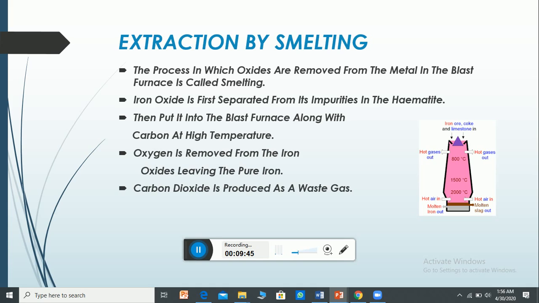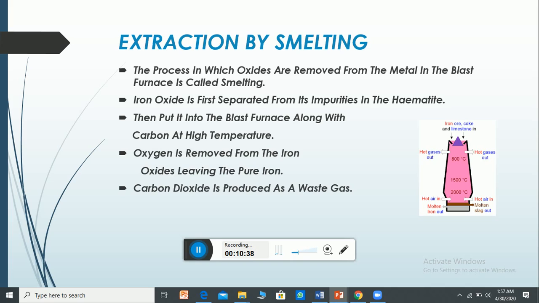The first step is that iron oxide is separated from its impurities in the hematite. Then we put it into the blast furnace along with carbon at high temperature. Why do we use carbon? That's very simple. As I told you, iron is in the form of oxides, so the oxygen present inside the iron reacts with the carbon and forms carbon dioxide. During the reaction, the carbon dioxide gas moves in an upward direction, so hot gases from the blast furnace come out from the left side and the right side of the figure. That's why we use carbon at high temperature, and the oxygen is removed from the iron.